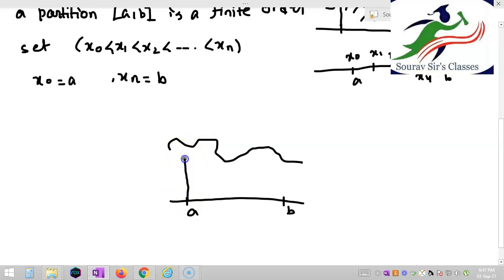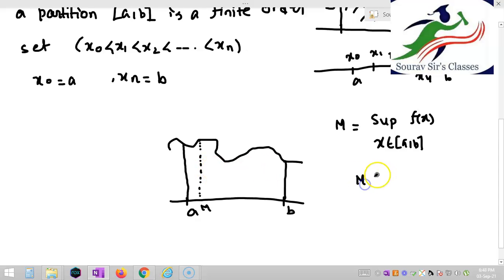Now if we choose capital M equal to the supremum of f(x), x belongs to the closed interval [a, b], we are considering capital M as the maximum value of f(x). According to our picture, this height is our capital M. Now if we multiply this capital M with b minus a, the length of this interval, we get the area of this rectangle.